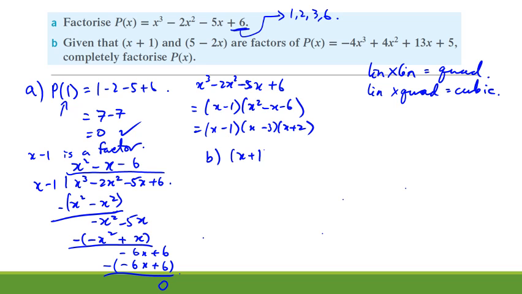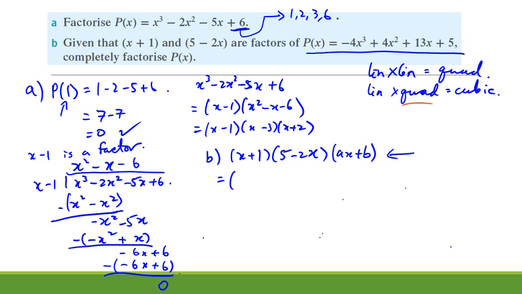So, x plus 1 times 5 minus 2x is a quadratic factor, so long as we multiply them together. So we already have this part here. So then we just need to times a linear factor which we don't know. So we're going to write ax plus b there. Now, if we expand this, it should give us the same as p of x here. So we're going to do that. So we have negative 2x squared minus 2x plus 5x plus 5.